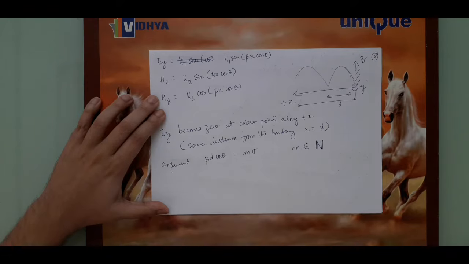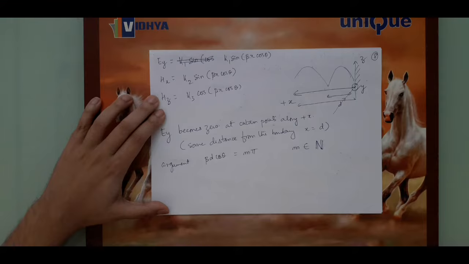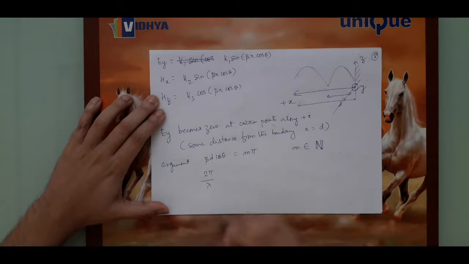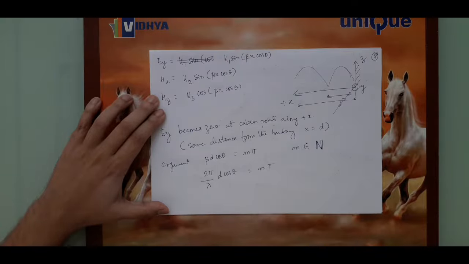So beta, now what is beta? Beta is the phase constant of the wave that is originally incident. We had defined something called beta prime also. This is not that beta. So beta and beta prime are different. So here beta is 2 pi by lambda, times d cos theta equals m pi. So I can remove the pi and I can say that d is equal to m lambda by 2 cos theta.